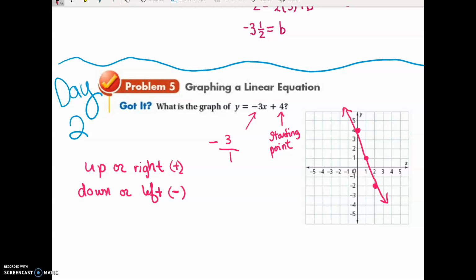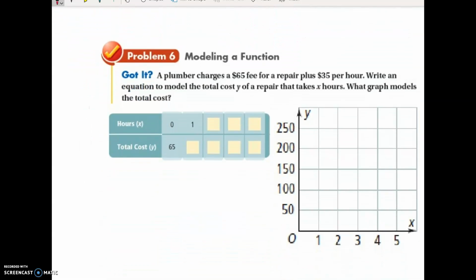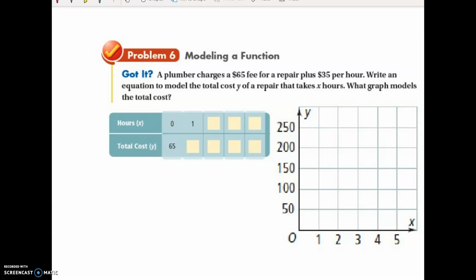Again, I know that you've probably had some practice with that from last year, but it has been a while, so I think it's good to go over a few of those reminders, okay? We also have another problem here, modeling a function rule. In this problem, we are going to look at a word problem and graph that relationship.